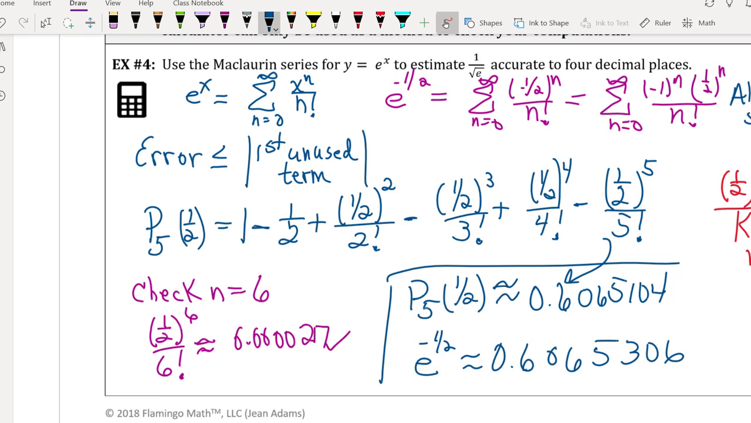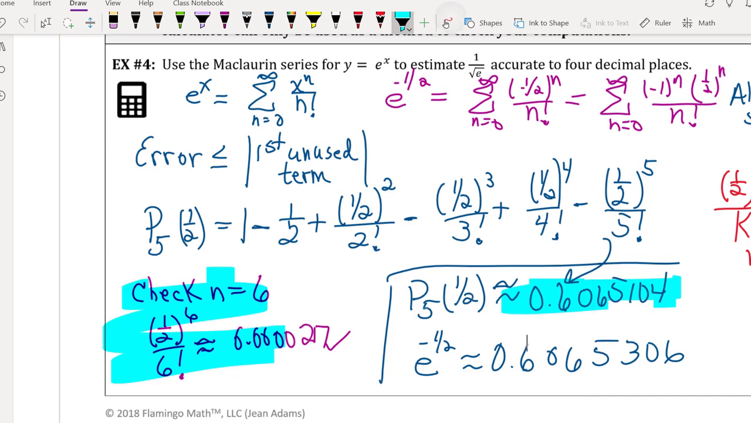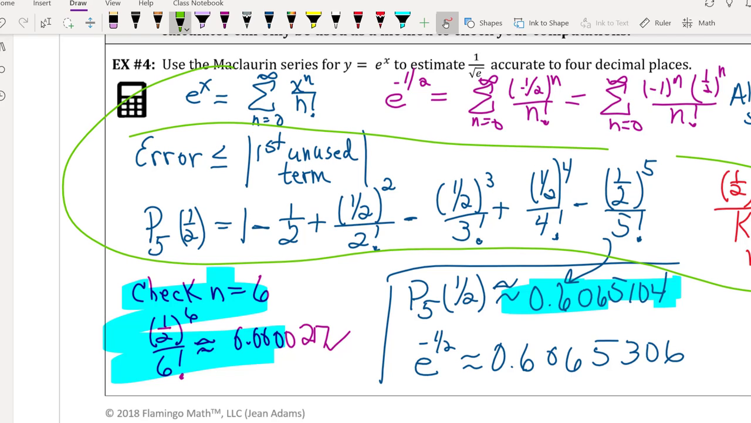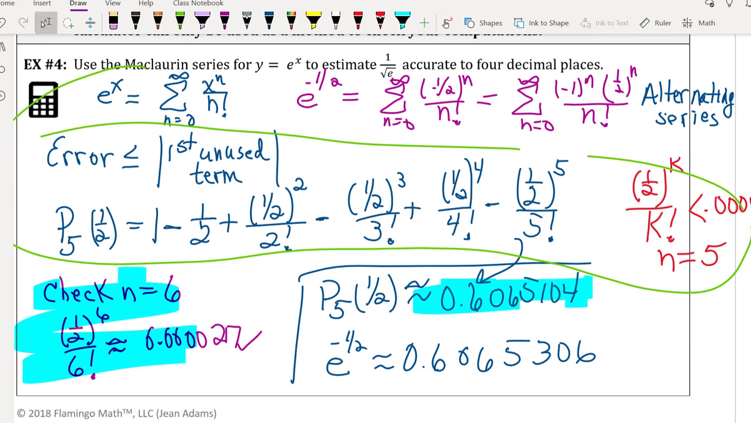So this is what I'm talking about with your calculator, the idea that you could have just checked this in your calculator to see how close they were. But what they're looking for is for you to do this work here to show that what you have is an alternating series, that you are going to use the first unused term, and that the error has to be along this order right here. And then you can check it.